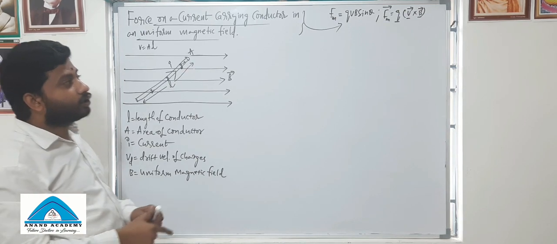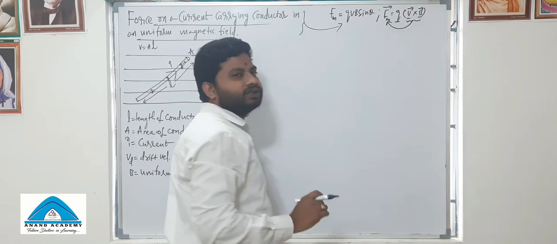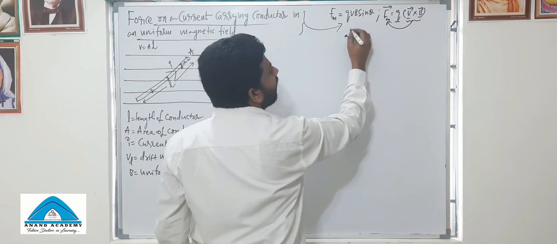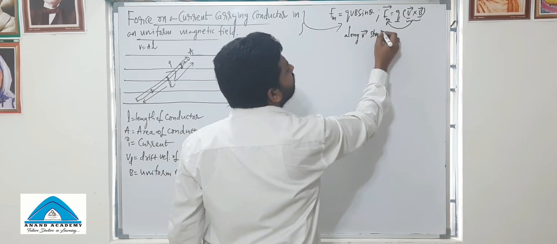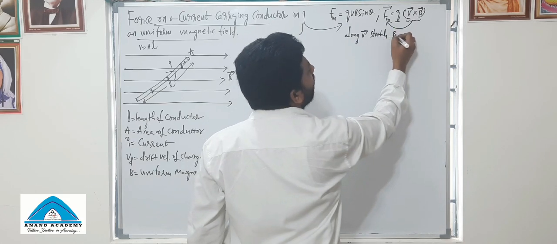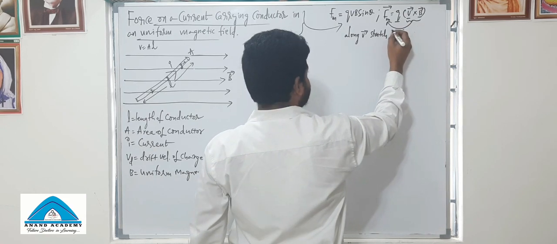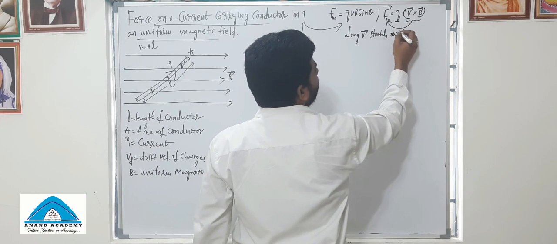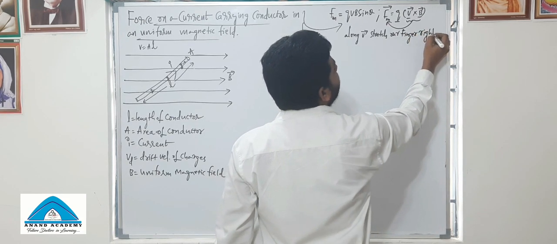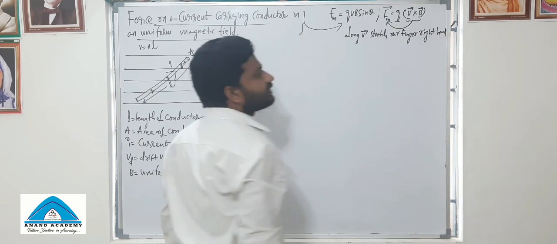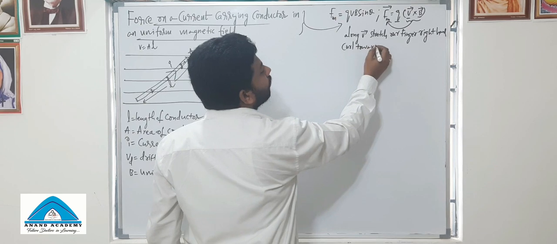Again I am telling you, to find the direction of force on a moving charge, what we have to do: along V bar, we need to stretch our palm. Palm in the sense, stretch our fingers of the right hand. Okay, we need to stretch the fingers of the right hand. Then curl towards B bar.